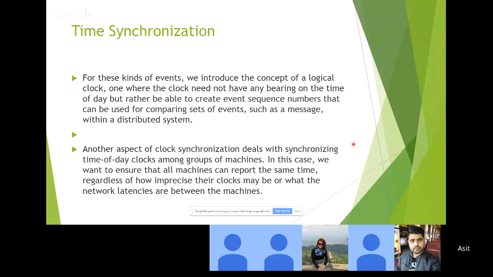Another aspect deals with synchronizing the time of day on the clocks among a group of machines. In this case, we want to ensure that all machines can report the same time, regardless of how imprecise their clocks may be or what the network latency is between the machines.